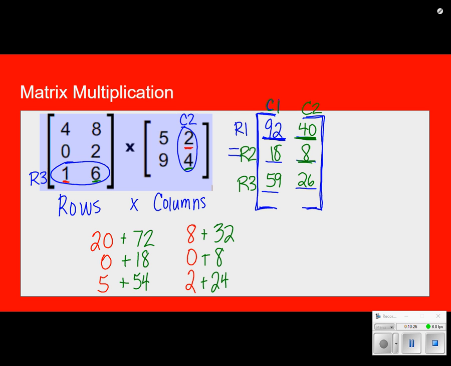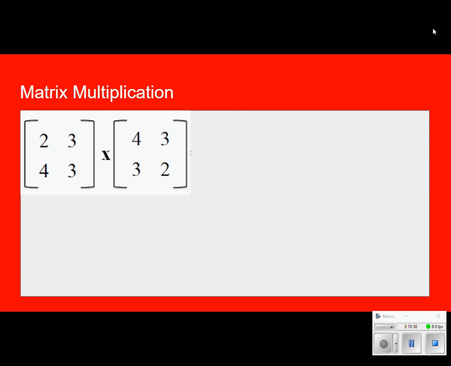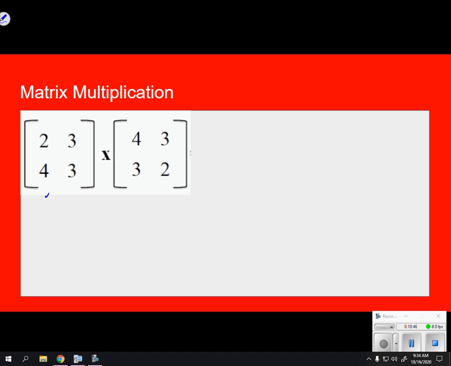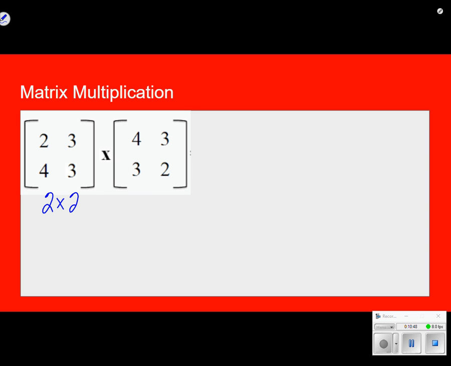So the bigger the matrices are, the more entries you have, which is going to be a little bit more tedious. But is it hard? Not really. You just have to remember the steps. So let's see. Can we multiply these two matrices together? Let's check. We've got a 2 by 2 times a 2 by 2. Let's check.